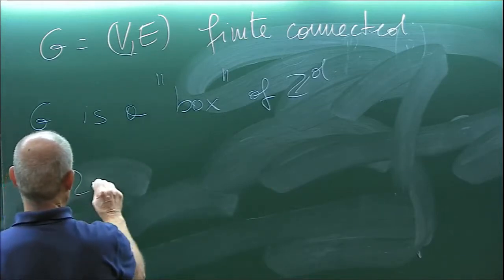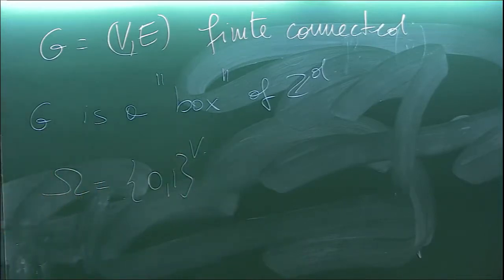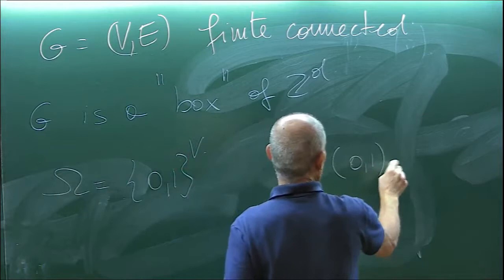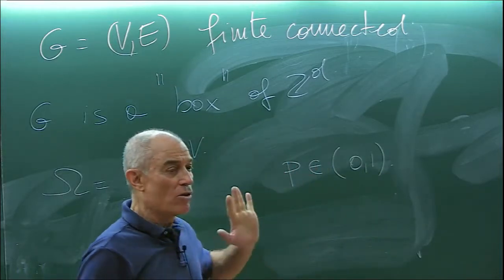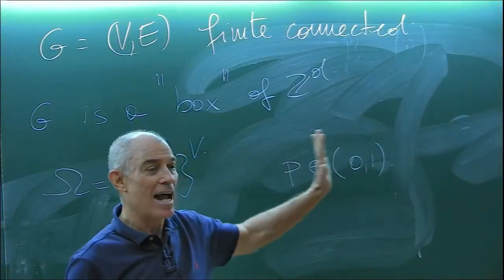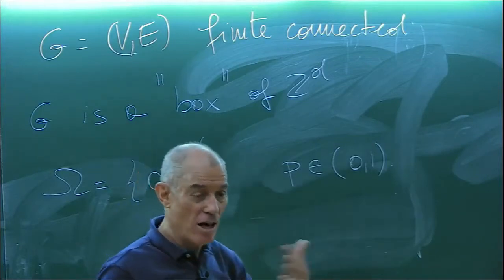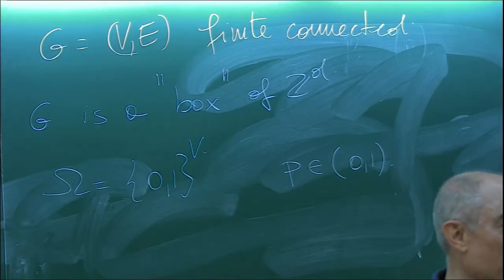And you consider omega, which is {0,1}^V, okay? You fix p again. And you do exactly the construction that I described before in continuous time, namely to each vertex you attach a clock. When the clock rings, you try to resample the value at that vertex from the Bernoulli distribution.